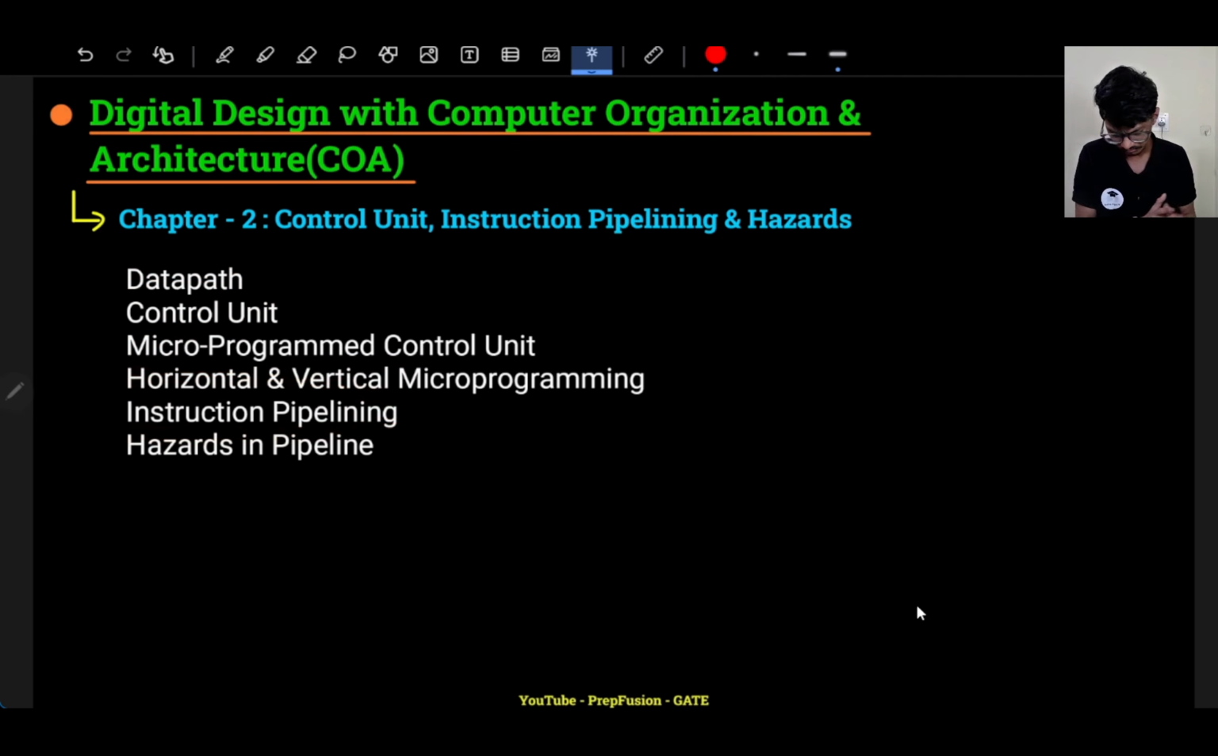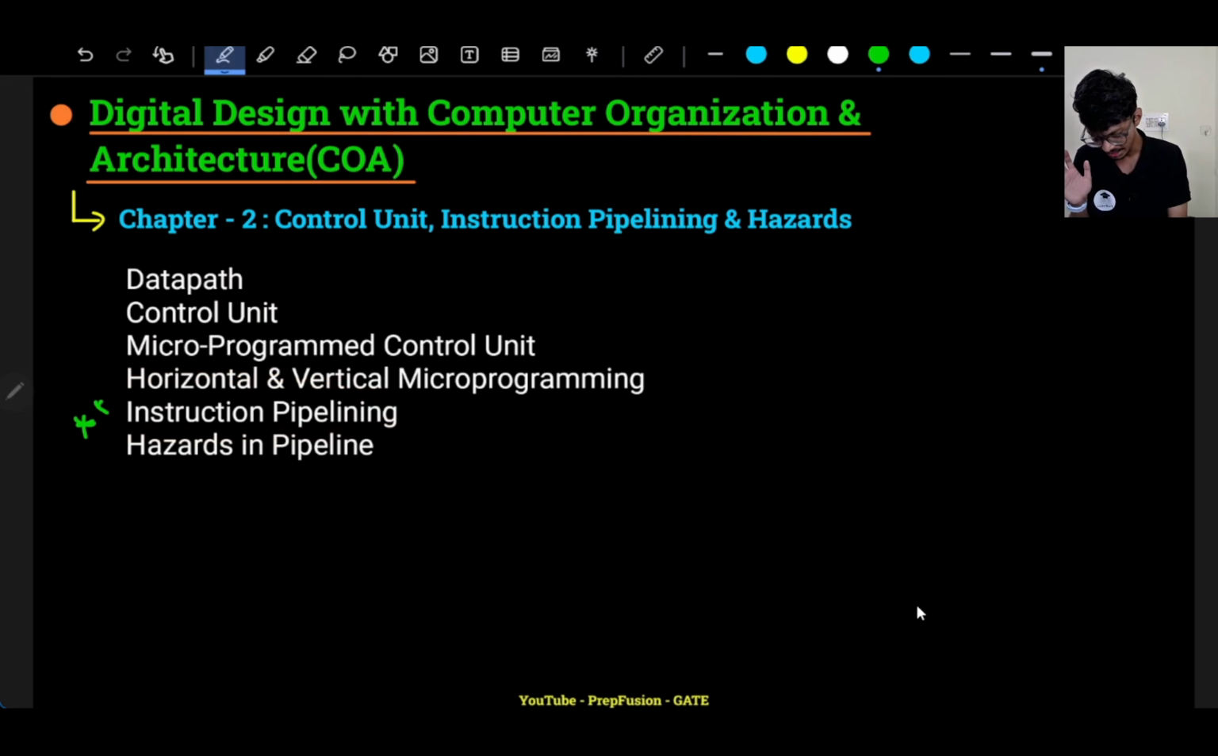instruction pipelining, one of the most important topics. I have taught it in a very lucid manner with very good examples so that you can relate to real life. You can relate how instruction pipelining is used in real life, why it is so important, and why it is used everywhere; our processors actually use pipelining. All those things I have explained in that chapter.